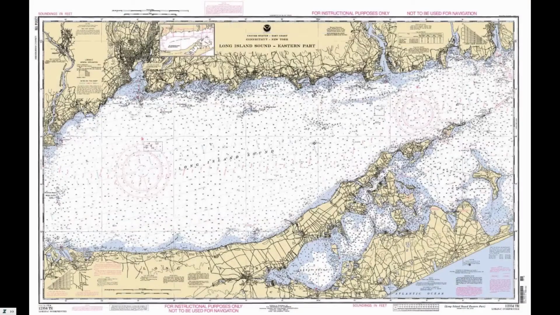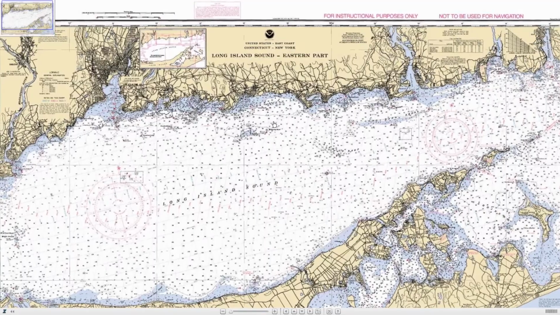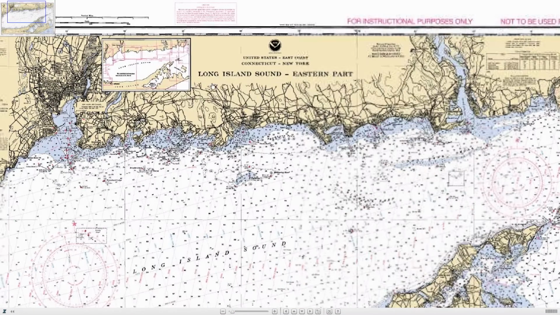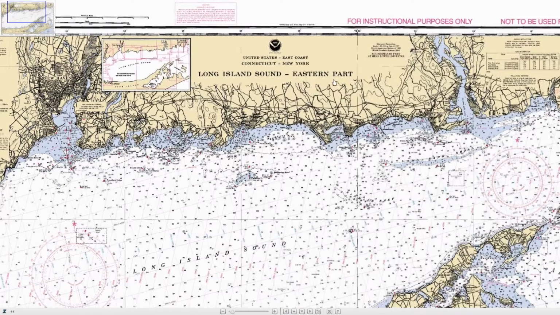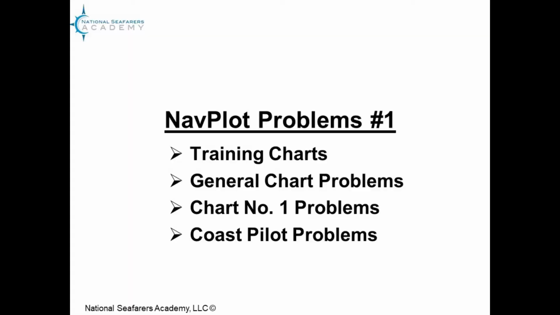Last chart we're going to take a look at is the Long Island Sound, the eastern part. And again, that's a training chart. We'll zoom in on the title, Long Island Sound, eastern part, and this has a training chart number of 12354. These electronic chart viewers and all the reference material is available via links in the comment section of the YouTube page.